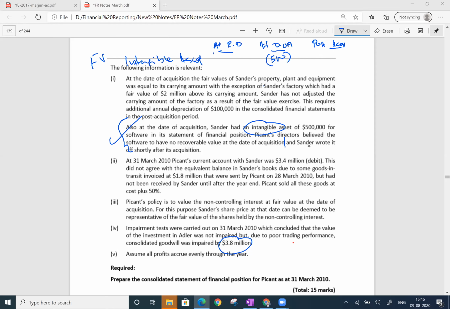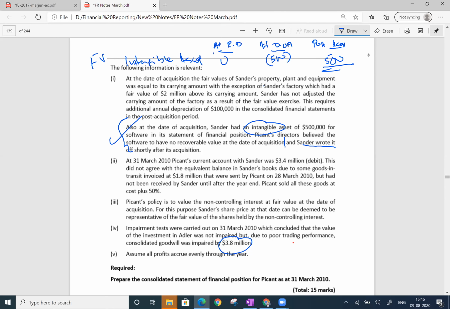Clear? And one more thing. S wrote it off shortly after acquisition. So this is my question. What will be the value you have to show in books at reporting date? What's the value? They have written it off. What's the value? Yes, very good. 0. So what will be post acquisition? 0 minus 500. You will get something like 500 here. It will be like that.